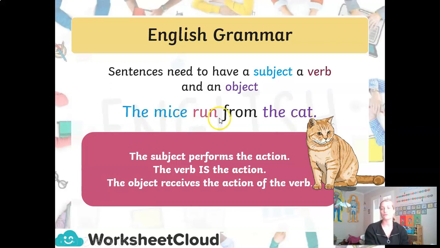So the mice run from the cat. So that's a nice, easy way to remember in an English sentence. What is the subject? It's the thing performing the verb. You obviously know the verb is an action word, and the object is the thing receiving the action from the verb.